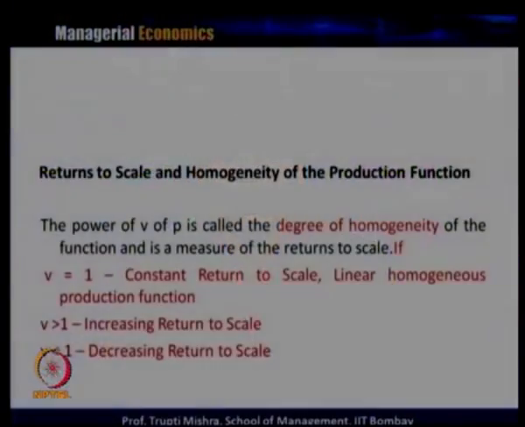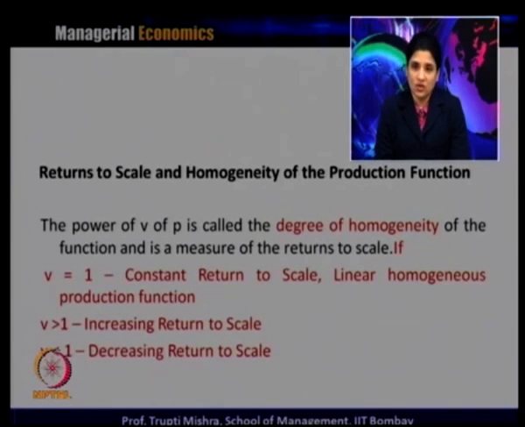So, the power V of P is generally called the degree of homogeneity of the function, and it is a measure of returns to scale. If V takes a value of 1, it is constant returns to scale, or generally we call it a linear homogeneous production function. If V is greater than 1, this is the case of increasing returns to scale, and if V is less than 1, this is the case of decreasing returns to scale. So, we have reached the output which is P to the power V Q when the input changes by the proportion P.